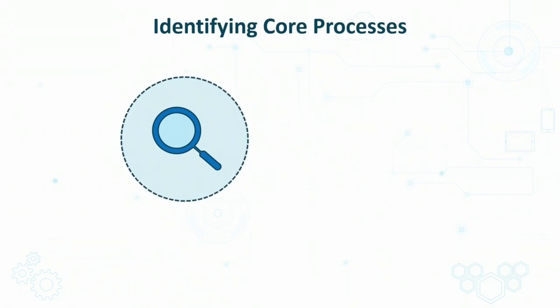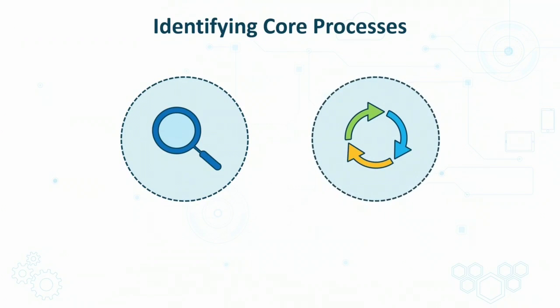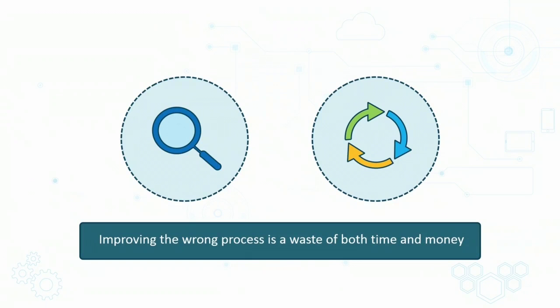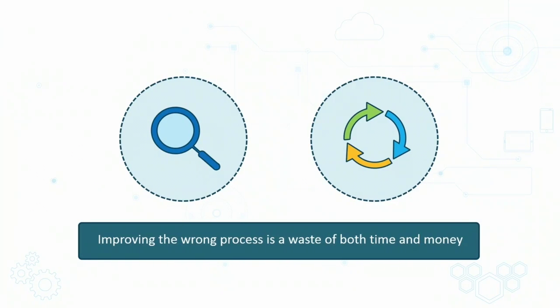Identifying core processes is a major step in process improvement. Six Sigma is generally only applied to core processes or to a combination of core and support processes. Improving the wrong process is a waste of both time and money.